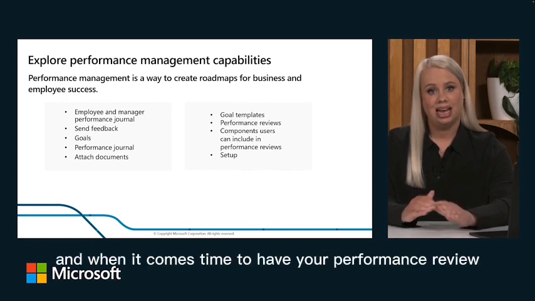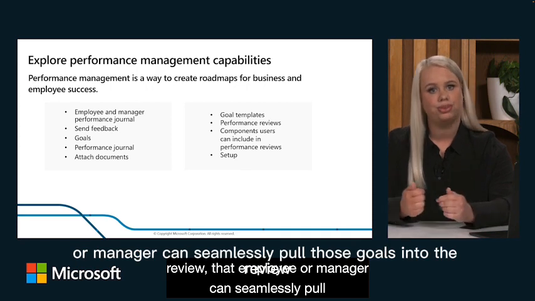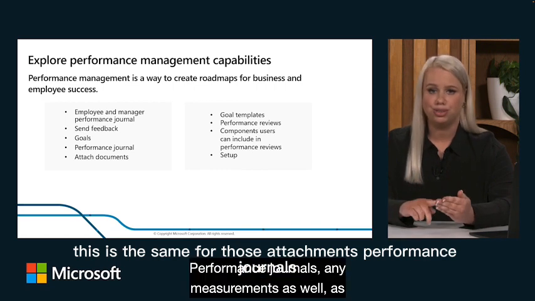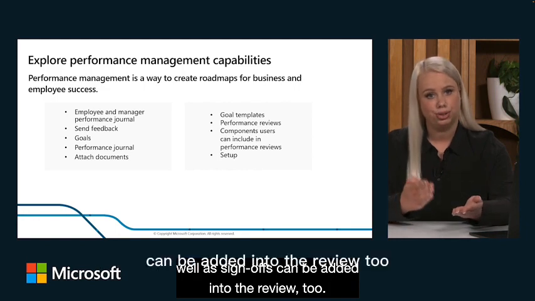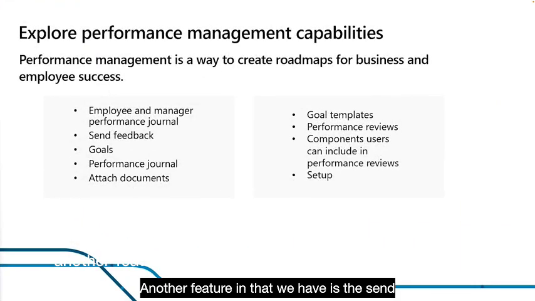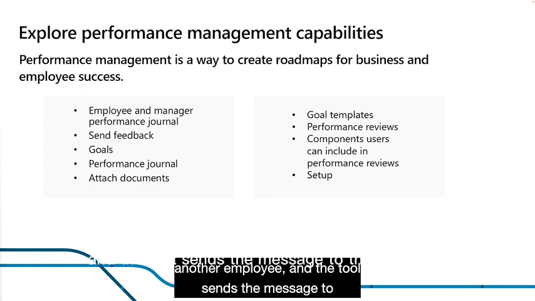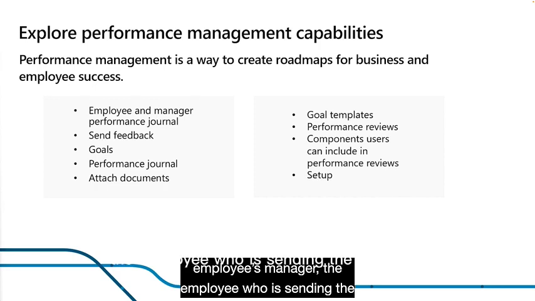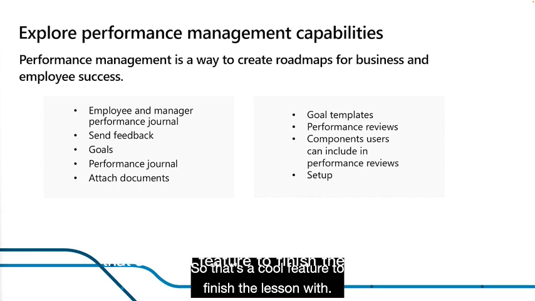And when it comes time to have your performance review, that employee or manager can seamlessly pull those goals into the review and make comments on them. This is the same for those attachments, performance journals, any measurements as well as sign-offs, which can be added into the review too. Another feature that we have is this send feedback tool, where you can provide feedback to another employee. The tool sends the message to the employee who is receiving the feedback, and that employee's manager, and the employee who is sending the feedback and their manager receive a copy. So that's a cool feature to finish the lesson with.